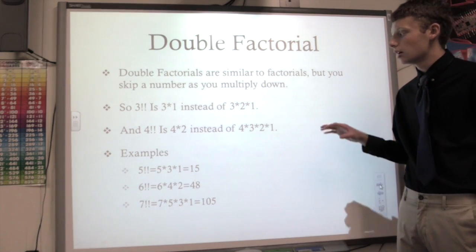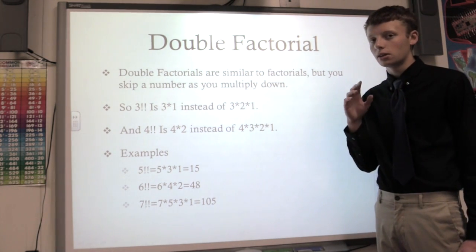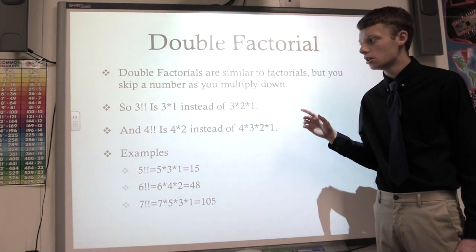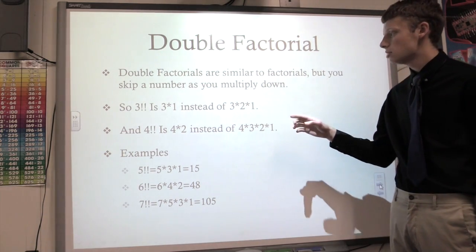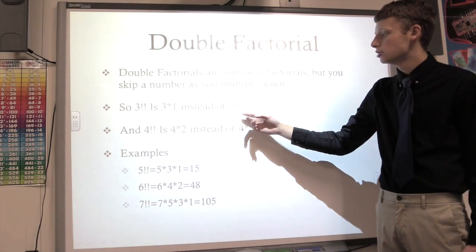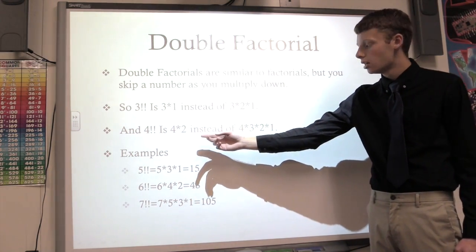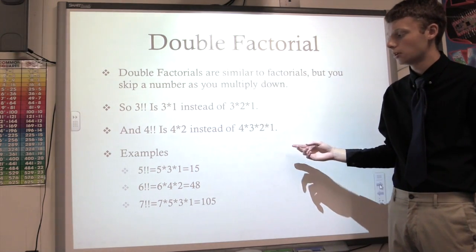Now, there are also double factorials. Double factorials are a similar concept, except instead of going one by one down to 1, you are skipping a number. What I mean by that is 3 double factorial is 3 times 1 instead of 3 times 2 times 1. Or 4 double factorial is 4 times 2 instead of 4 times 3 times 2 times 1.